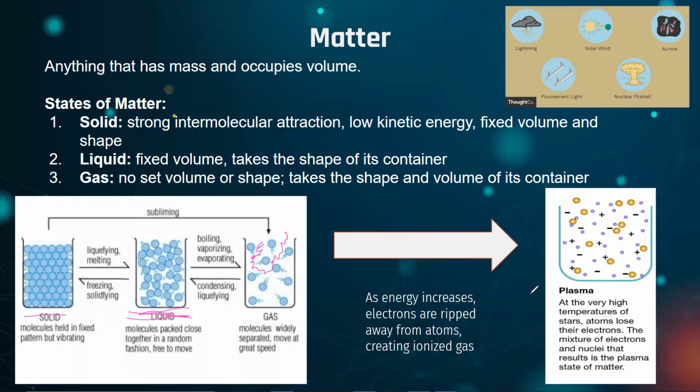Plasma is the fourth state of matter. Unfortunately, we're not going to spend a lot of time on it in this class, but basically, as energy increases, electrons are going to come away from the atoms that they are associated with. And what that creates is a sort of ionized gas, and that's what plasma really is. So as atoms start to lose their electrons and become ionized, and the electrons are kind of free floating and the nuclei are free floating, that's where you get plasma.